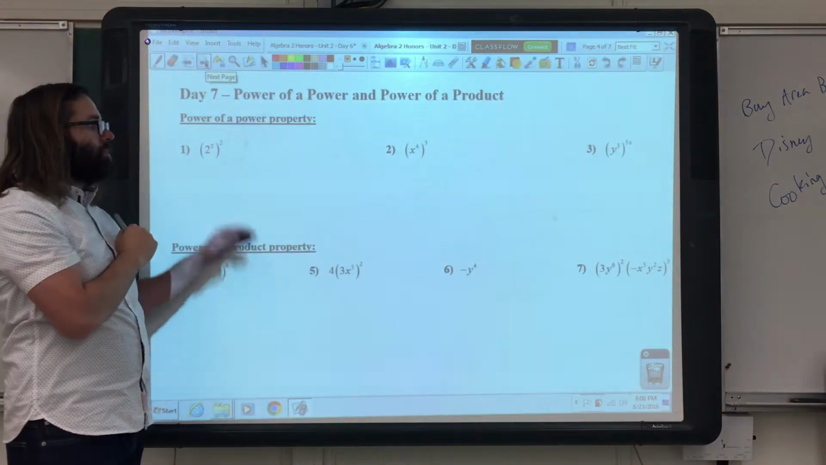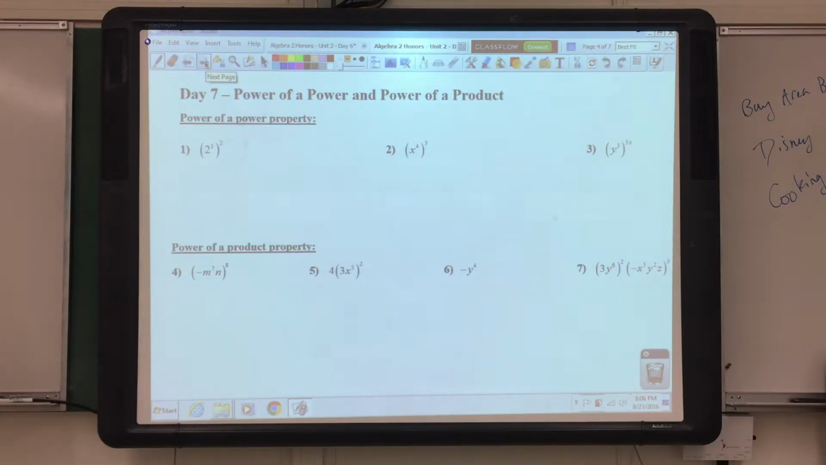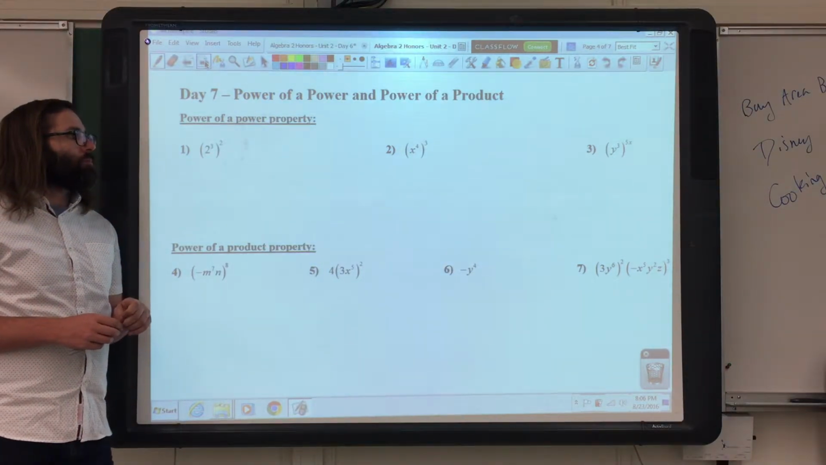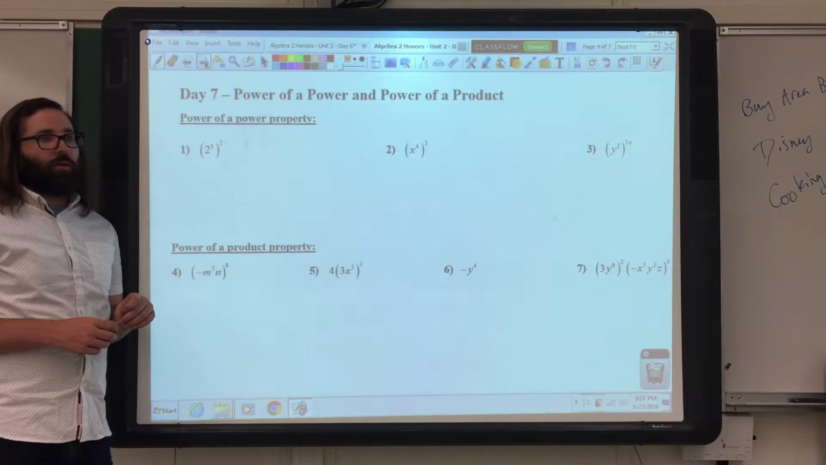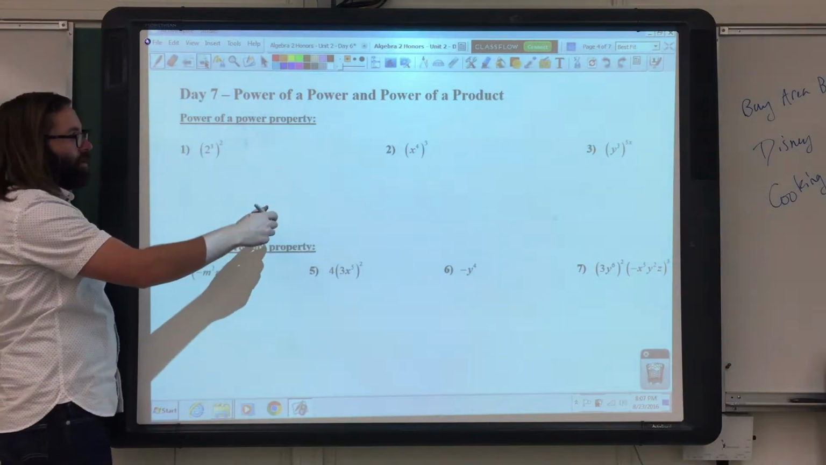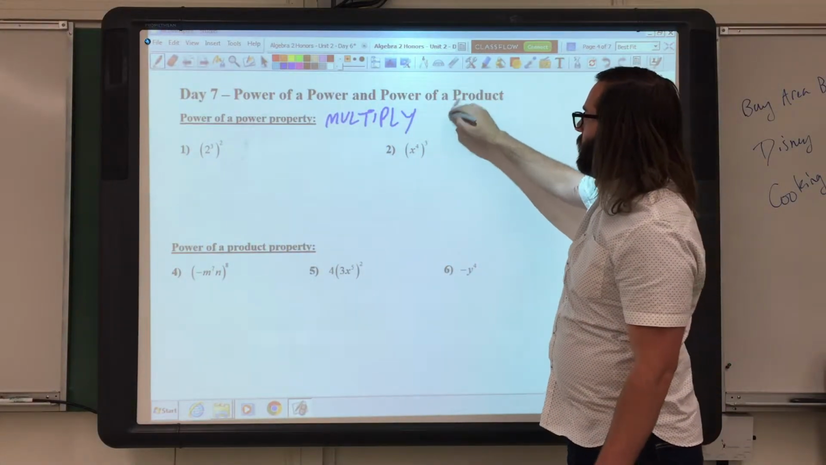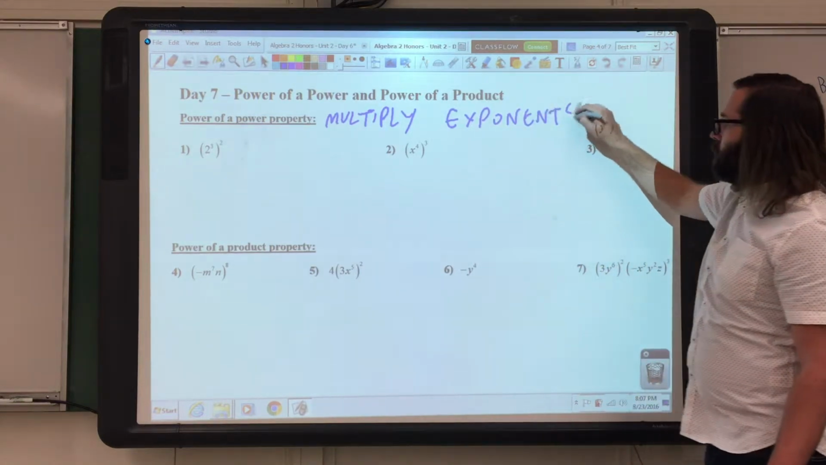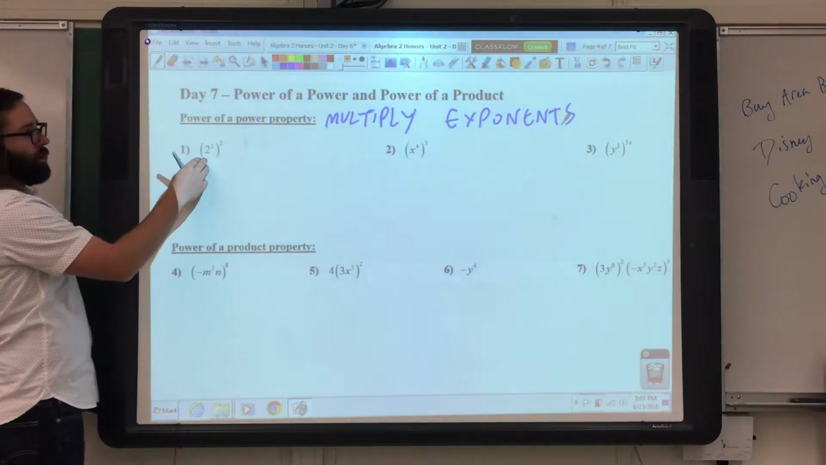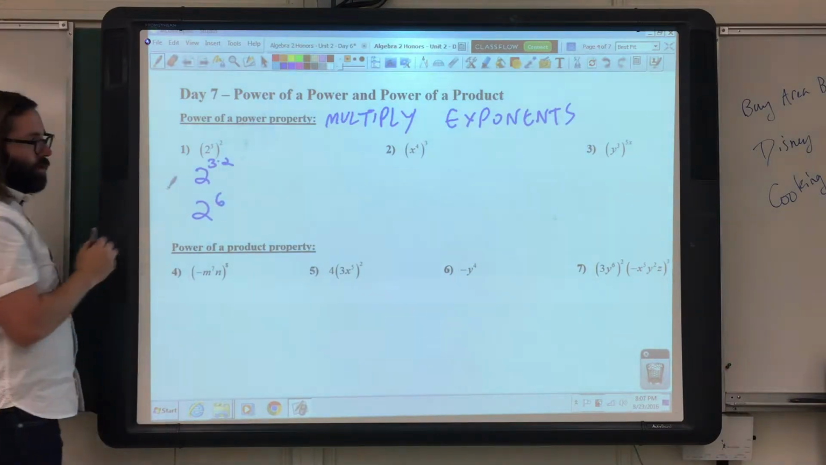All right, day 7, we're doing powers of powers, so it's one step up from yesterday. So day 7, power of a power. It's like this. All you do is multiply the exponents. Okay, you have to keep the base, but you multiply the exponents. So if we look right here, we're multiplying the exponents. So 2 times 3, this is really 2 to the 3 times 2 power, or 2 to the 6th.